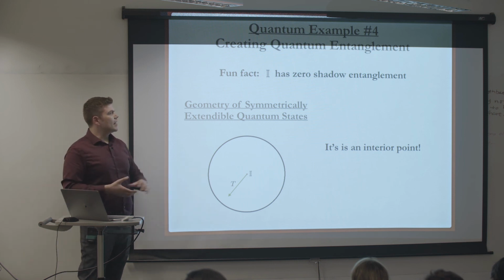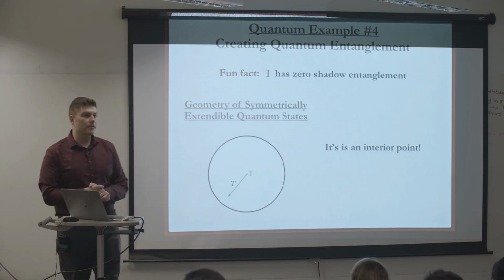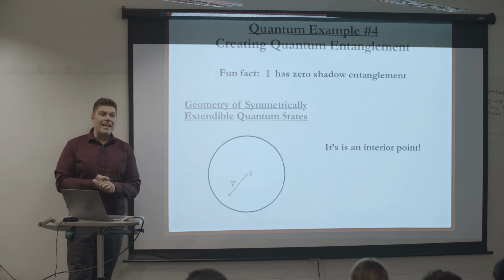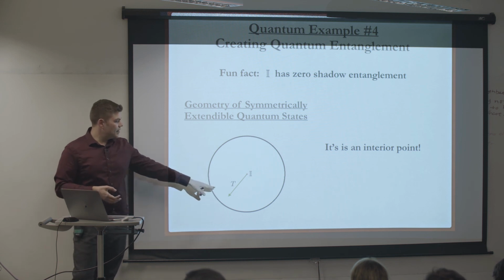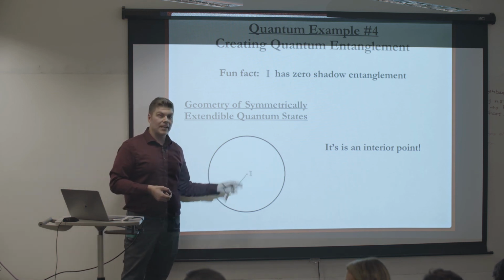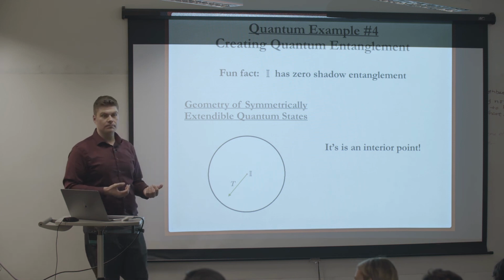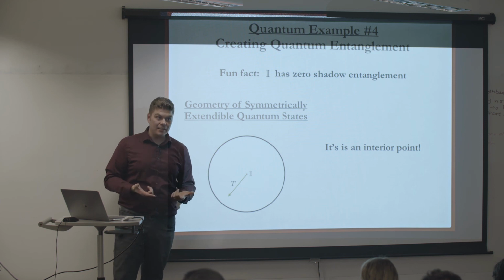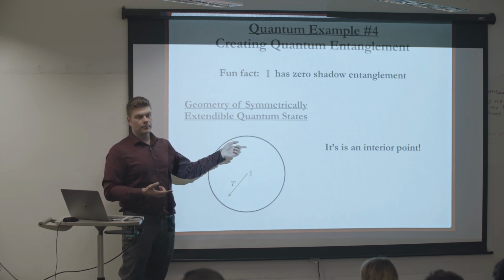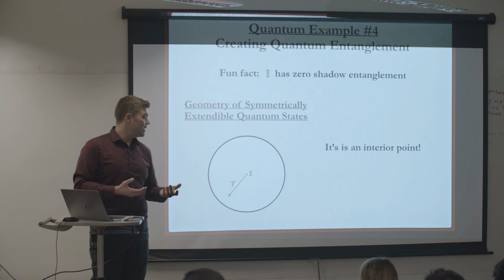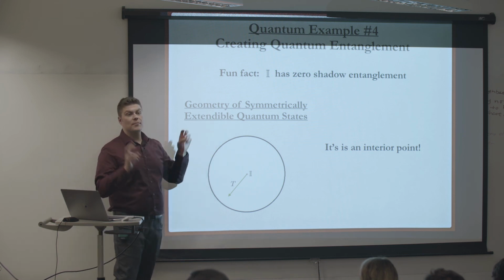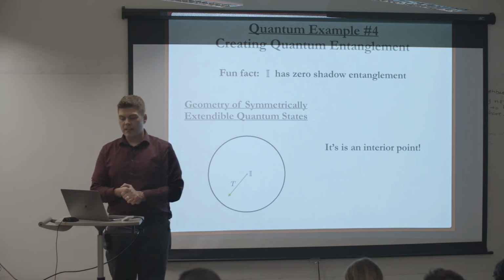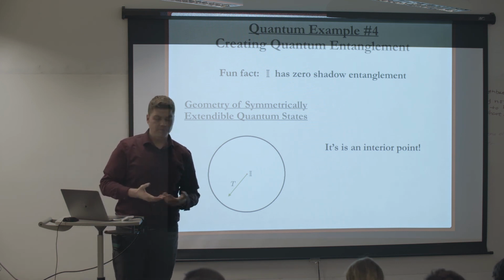But if you look at this, it has 0 shadow entanglement. So the identity is not entangled. But if you move in any direction, the shadow entanglement is going to be 0. What does that mean? Well, if you're here and you move in any direction, you're going to stay in the set, that means you're interior. So you can actually prove the identity is interior to these symmetric extensions, which are like entanglement. So you can get some kind of convex geometry stuff for free.